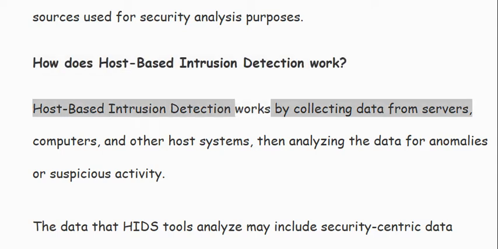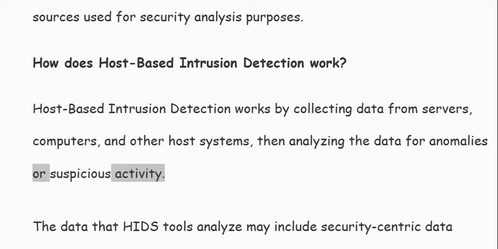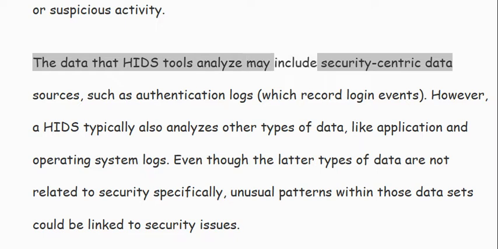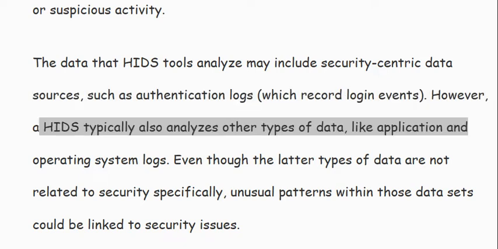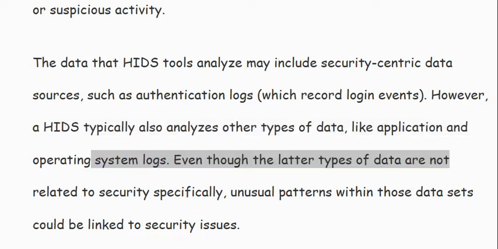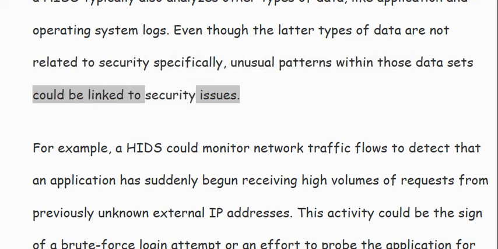How does host-based intrusion detection work? Host-based intrusion detection works by collecting data from servers, computers, and other host systems, then analyzing the data for anomalies or suspicious activity. The data that HIDS tools analyze may include security-centric data sources, such as authentication logs, which record login events. However, a HIDS typically also analyzes other types of data, like application and operating system logs. Even though the latter types of data are not related to security specifically, unusual patterns within those data sets could be linked to security issues.